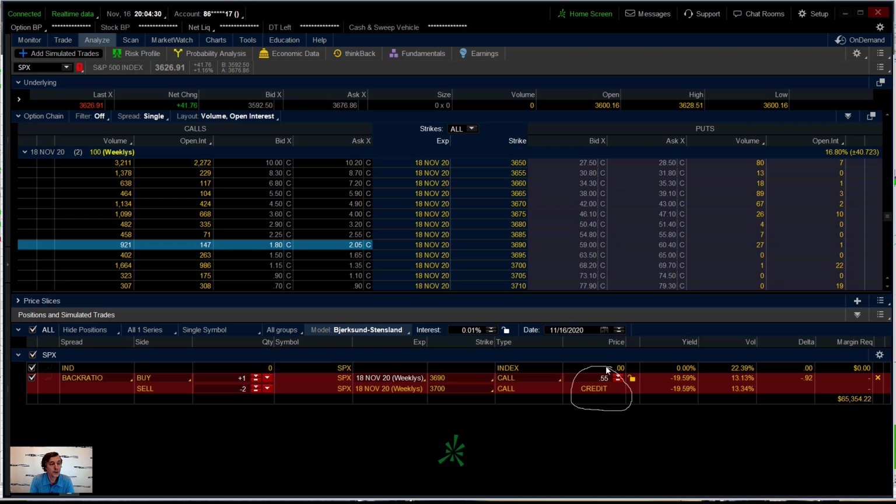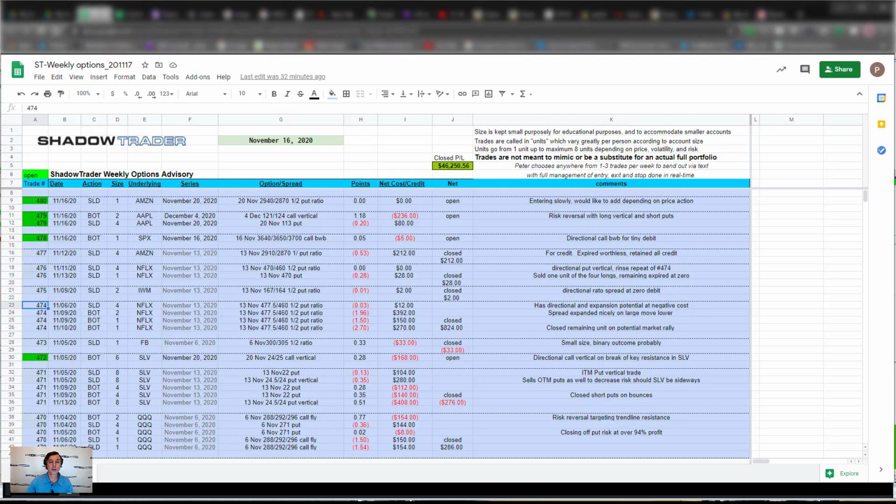This happens all the time in ratio spreads, and it's really exciting. Let me show you a real-life example from our weekly options advisory where we put on a ratio spread on the put side in Netflix. I'm going to show you this trade right here, which is number 474.